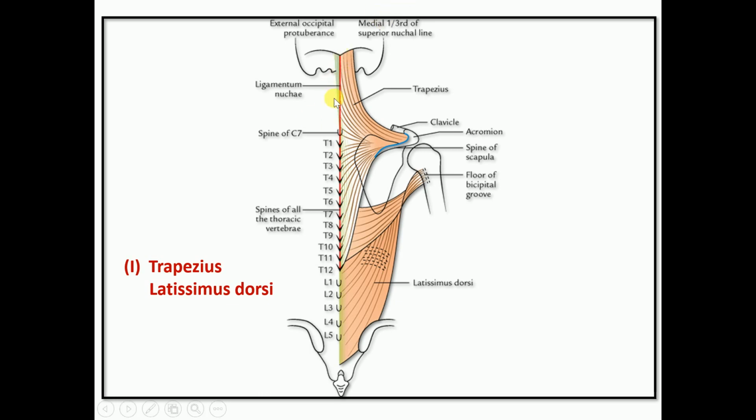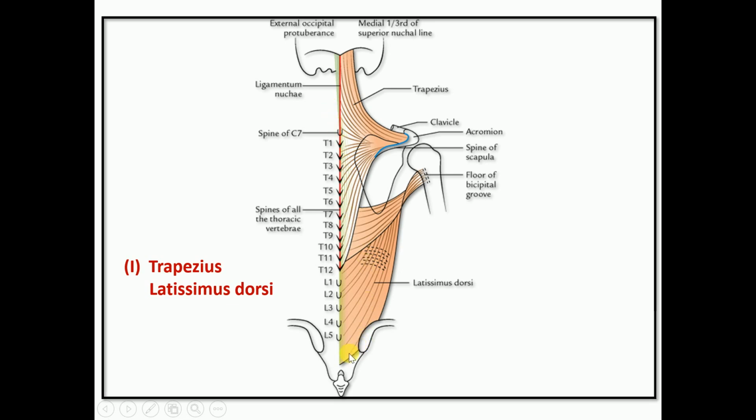Trapezius muscle arises from here, and its fibers pass downward and laterally and are inserted over the scapula. So the right side and left side each form half of the trapezius, a half diamond shape. So the entire trapezius, right and left, forms a diamond shape structure. So that is the trapezius muscle. Trapezius covers the upper half of the back. That is the first layer of the muscles of the back.